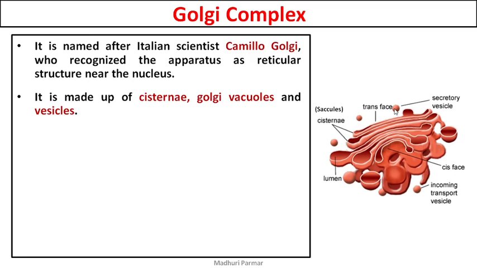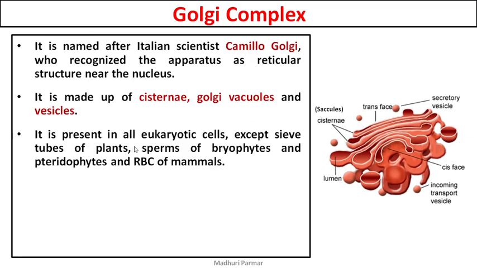In some textbooks, they also mention tubules, just like endoplasmic reticulum. It is present in all eukaryotic cells except the sieve tube cells of plants. Remember in phloem you have the sieve tube cell and the companion cell. Sieve tube cell is the one where you no longer find any organelles. So such sieve tube cells lack Golgi complex.